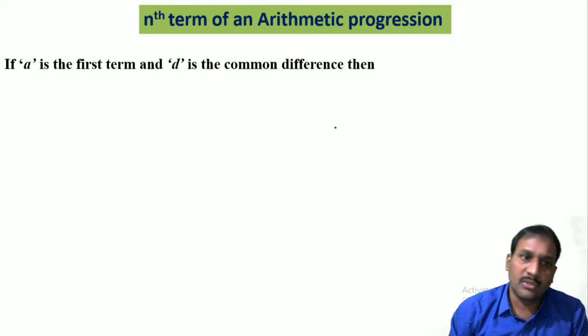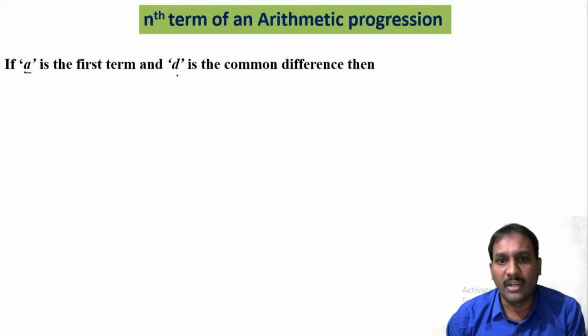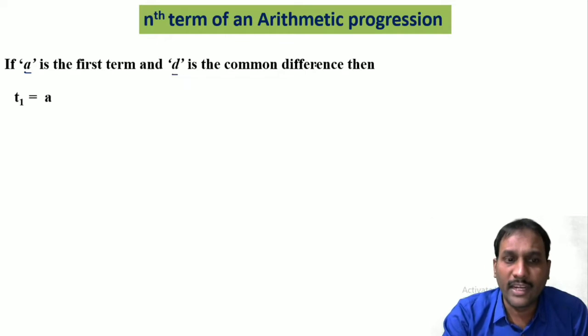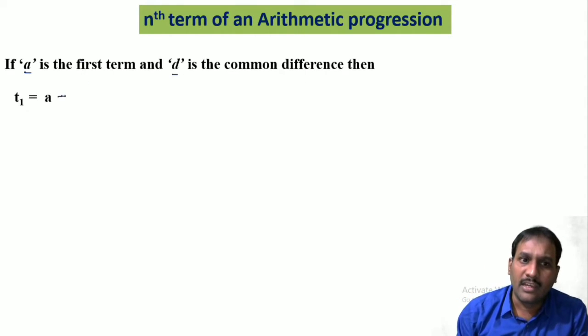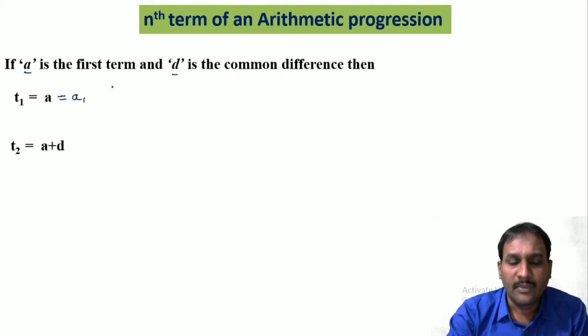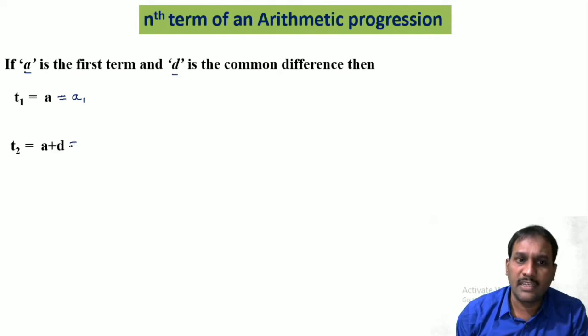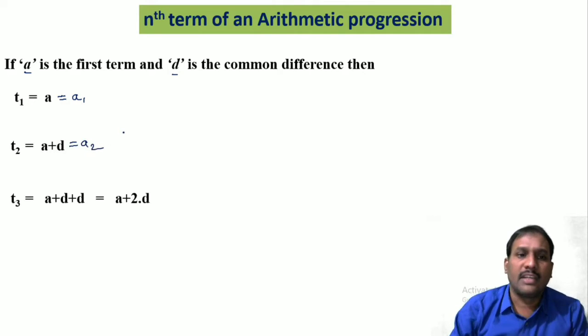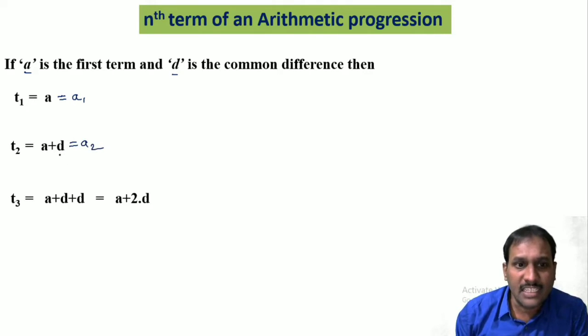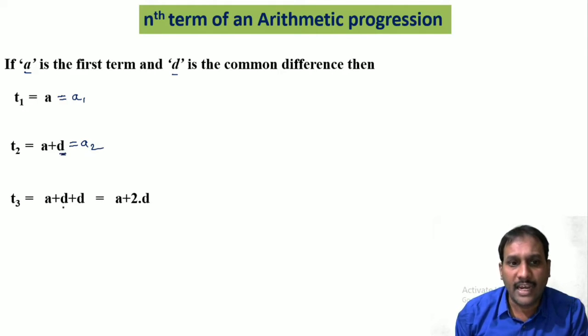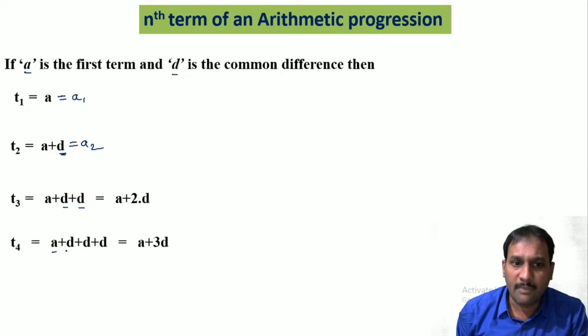When you know the first term is A and the common difference is D, how will you find the terms? T1 is equal to A, or you can also call it A1. T2 is equal to A plus D, or A2. So how will you get the next term? Just by adding the common difference to each term, you will get the next term. So again you are adding one more D here. T3 is A plus 2D. Next, T4 is A plus 3D. You can also write it as A4.